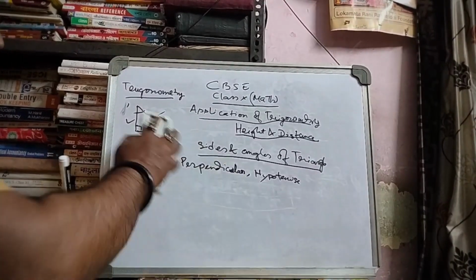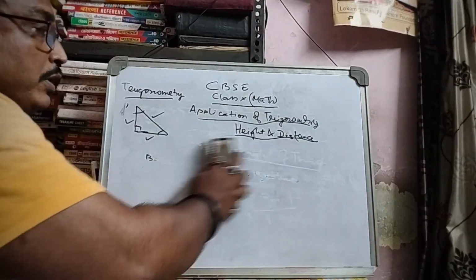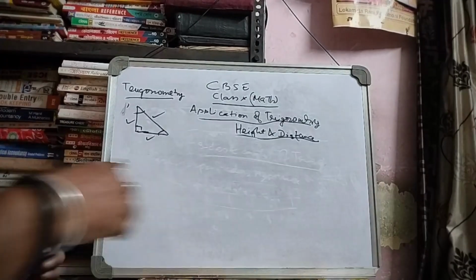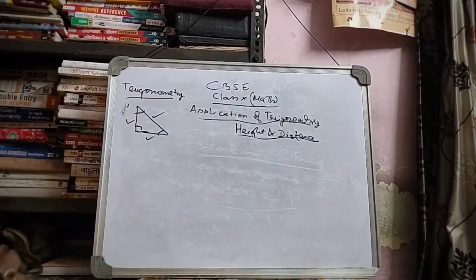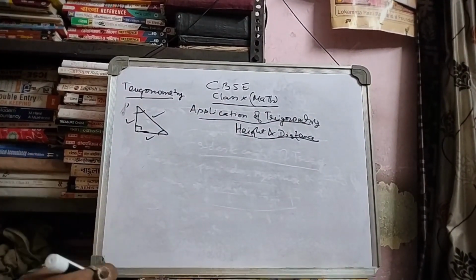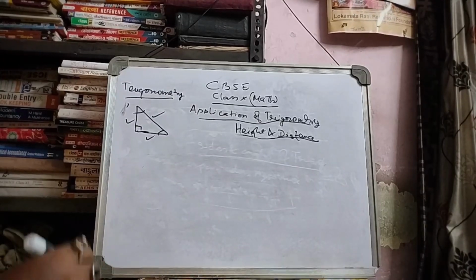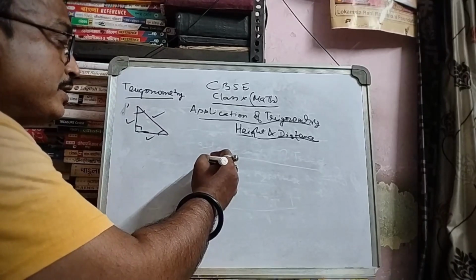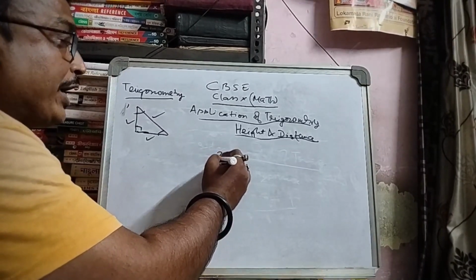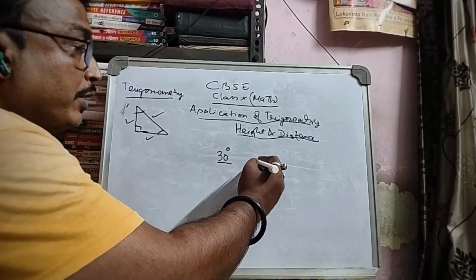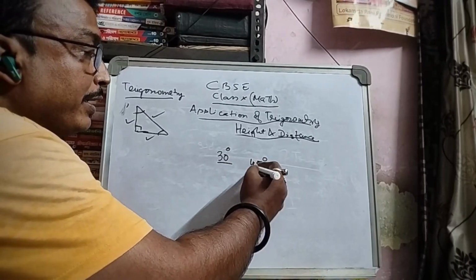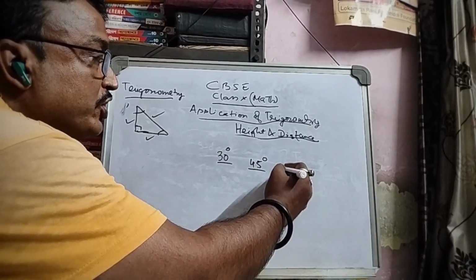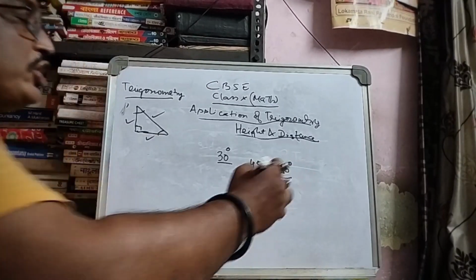Now, at the time of calculation of height and distance, you must know the values of some degrees, just like 30 degree, 45 degree, and 60 degree. These 3 degrees are all.